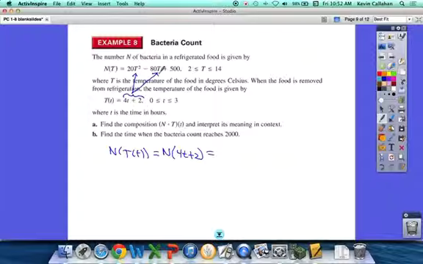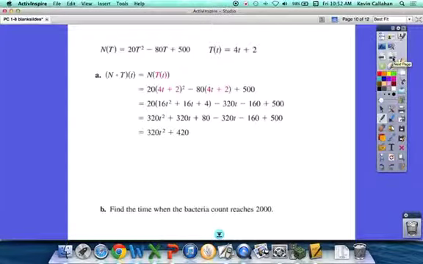Good, Terry? Okay. This is taken out of the book. Here's what you get when you plug in the 4t plus 2 for the capital T. They did all the work in the problem, and I'll trust their work. So now we've got this N of t equals 320 t squared plus 420 t. This is N. N equals 320 t squared plus 3. Okay, they said find the composition and then interpret it.